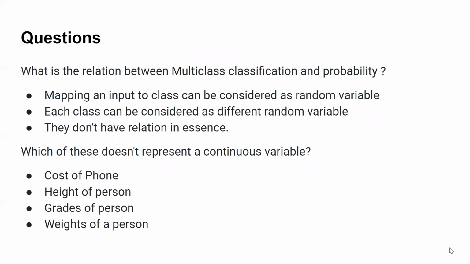If it is clear, then quickly answer me this question. What is the relation between multi-class classification and probability? Mapping an input to a class can be considered as a random variable. Each class can be considered as a different random variable. We don't have a relation in essence. For now, forget question 1. This is something which you'll be able to answer after 2-3 slides. Focus on question 2. Which of these don't represent a continuous variable? Grades. Yes, you're correct.